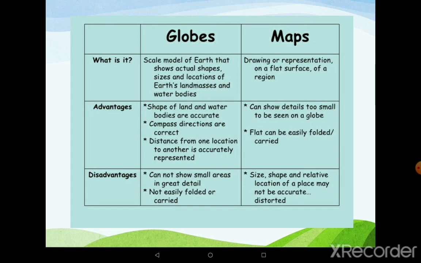Then what are the disadvantages of a map? The size, shape and relative location of a place may not be accurate. Means sometimes the location, the size and shape may not be accurate.